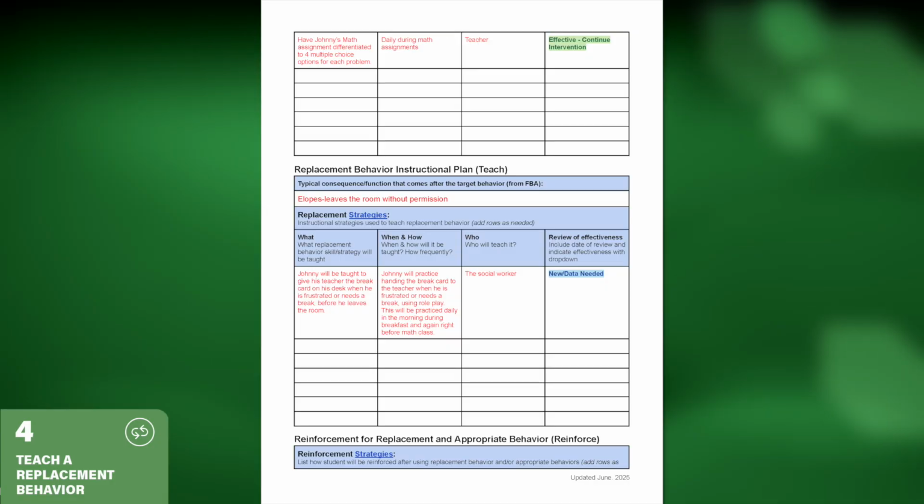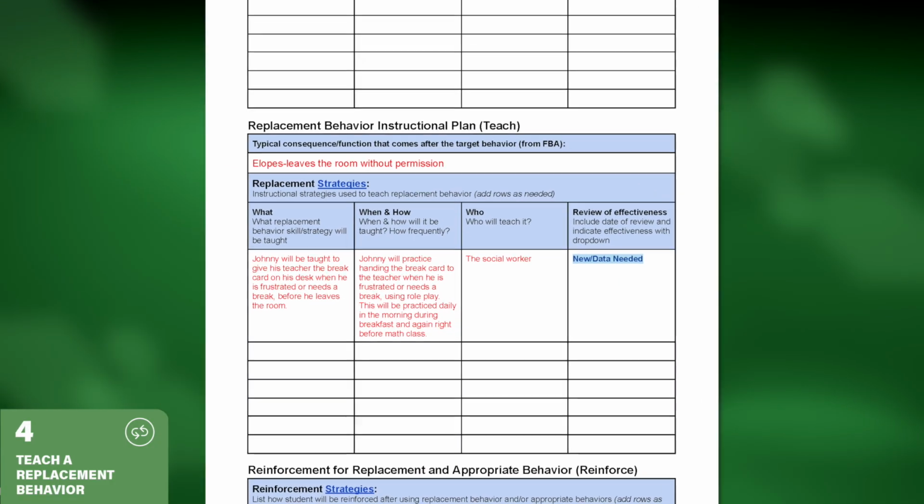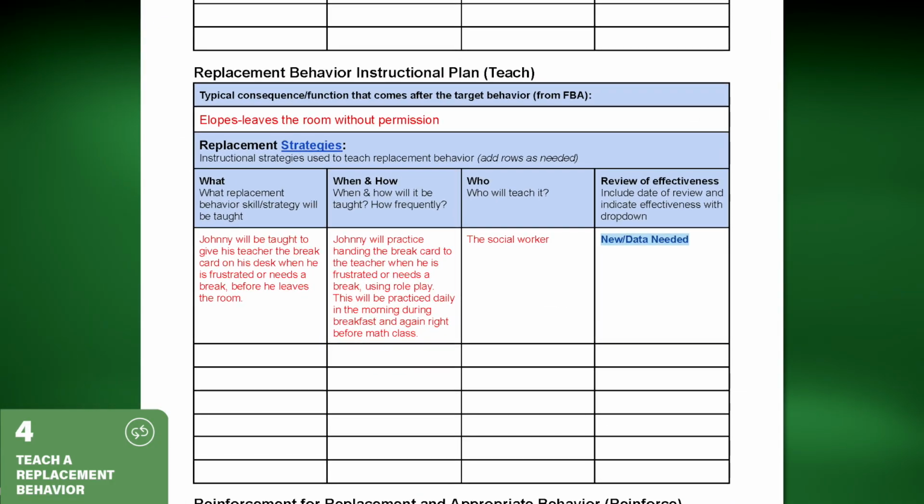In the what section, an example of this might be, Johnny will be taught to give his teacher the break card on his desk when he is frustrated or needs a break before he leaves the room. When and how this will be taught and how frequently. An example of this would be, Johnny will practice handing the break card to the teacher when he is frustrated or needs a break using role play. This will be practiced daily in the morning during breakfast and again right before math class.